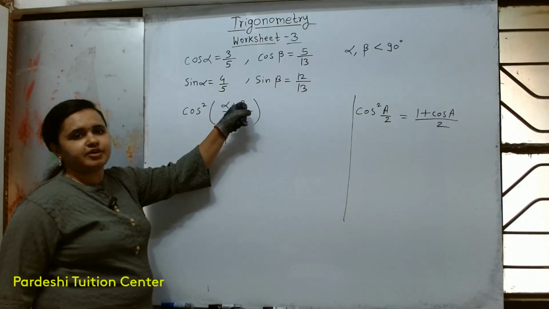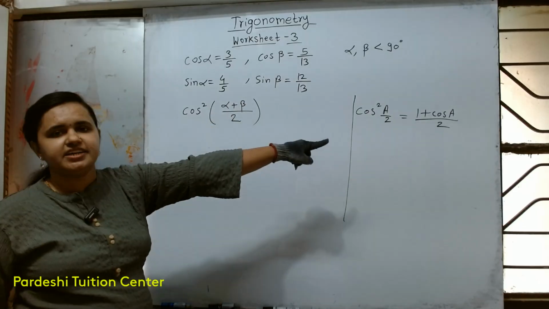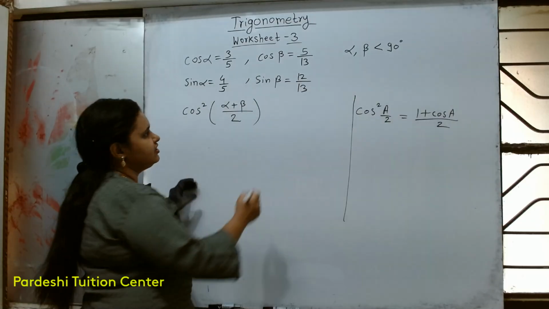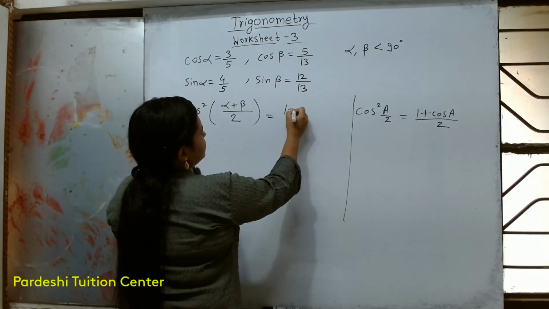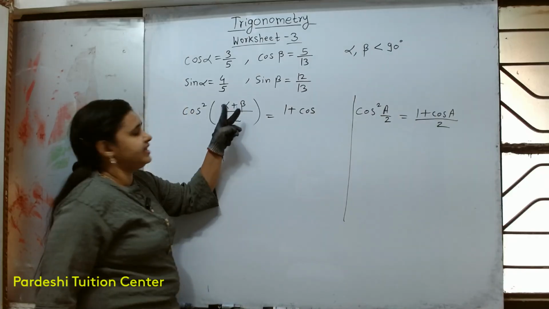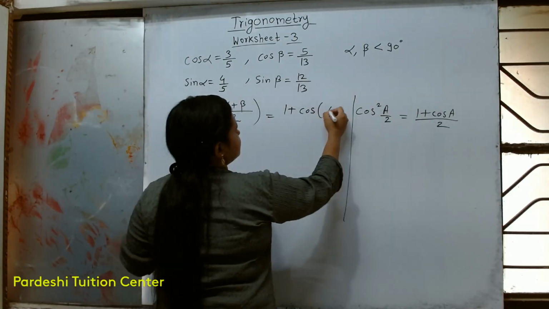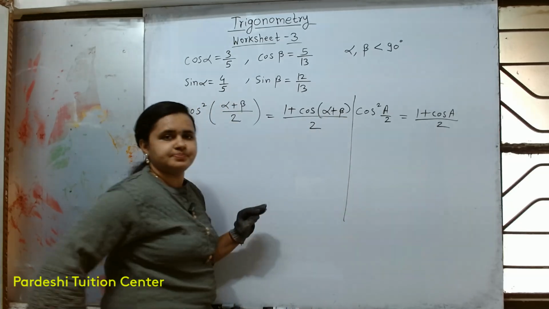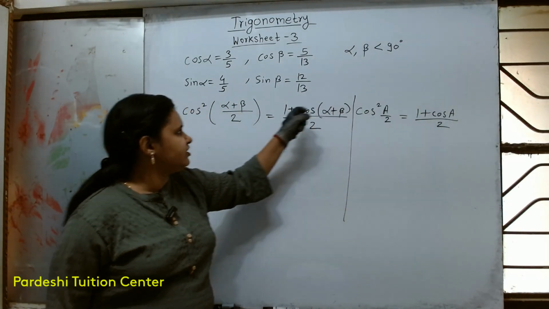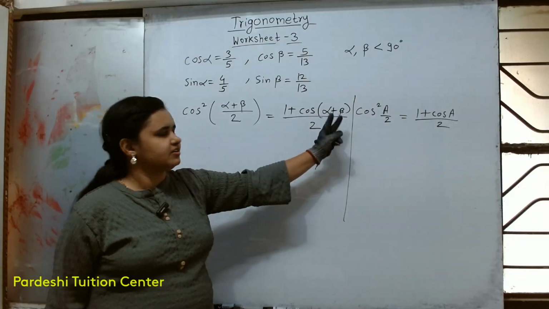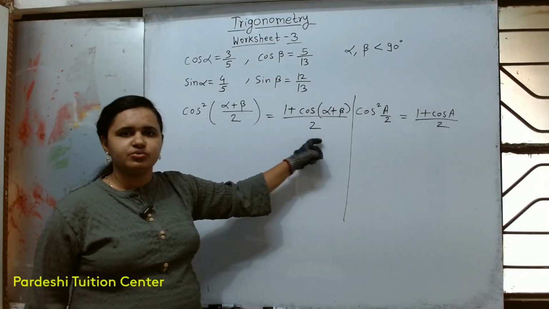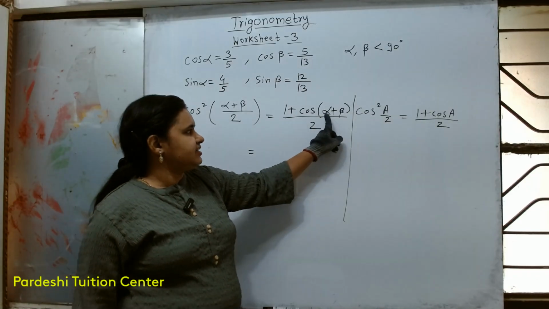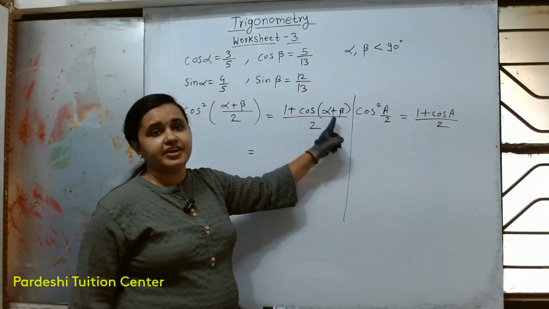If we consider alpha plus beta as A, so we can write it in that formula. It is cos square A by 2, so it will be 1 plus cos A upon 2. A here is alpha plus beta. So we will write alpha plus beta by 2. Okay. From this formula we have written like that, 1 plus cos A, our A is alpha plus beta.